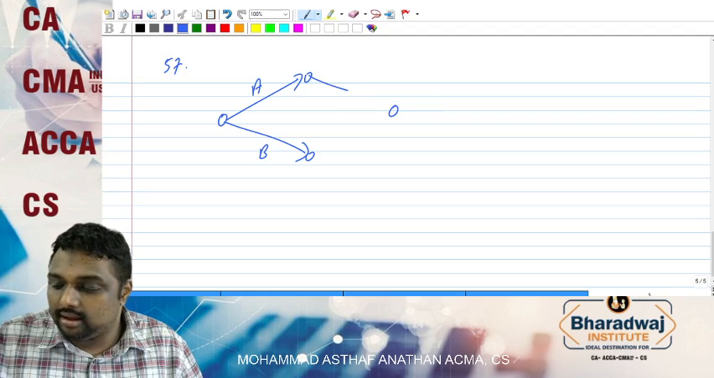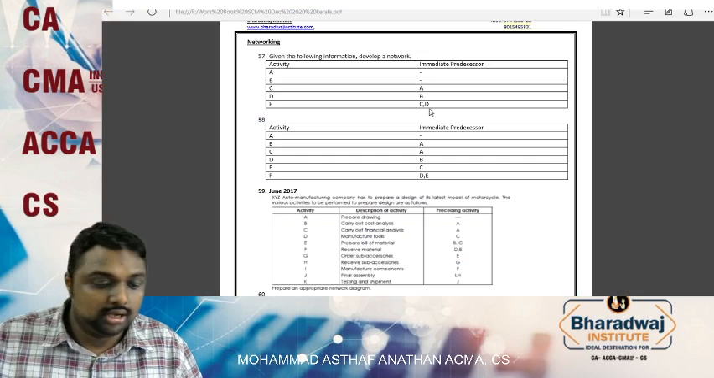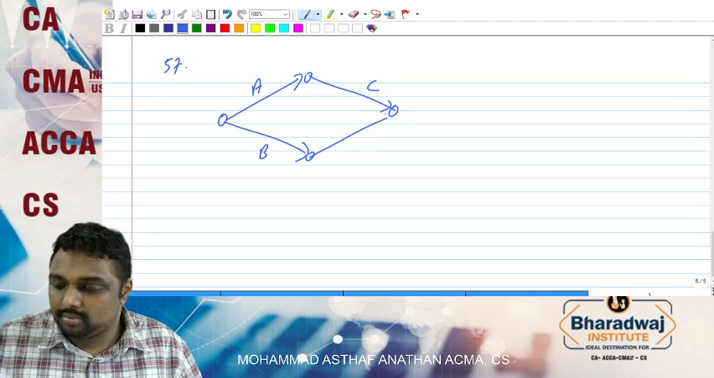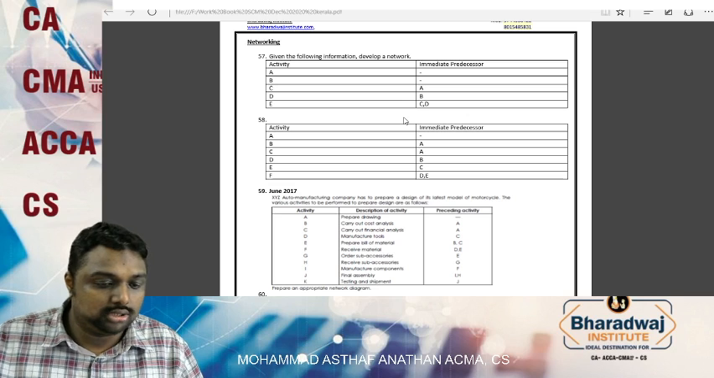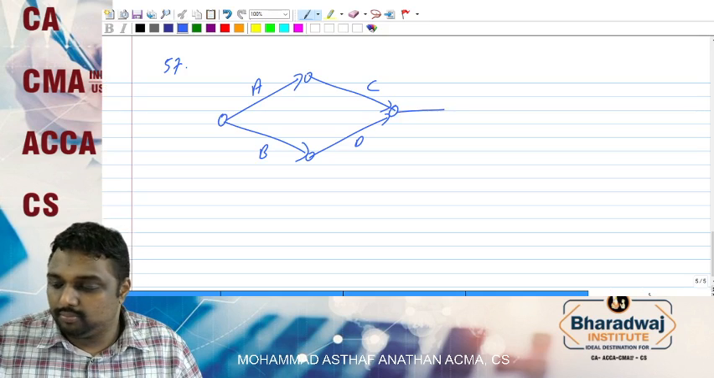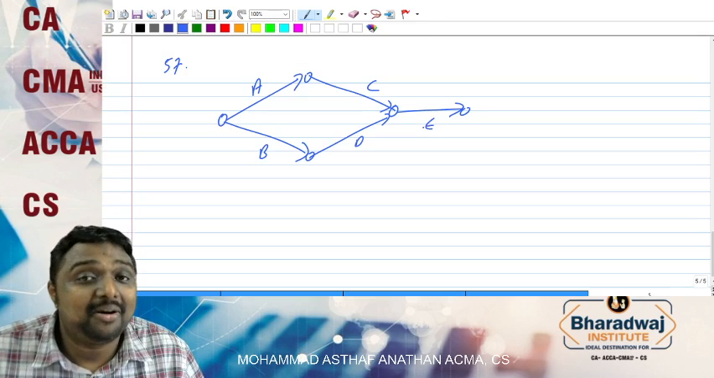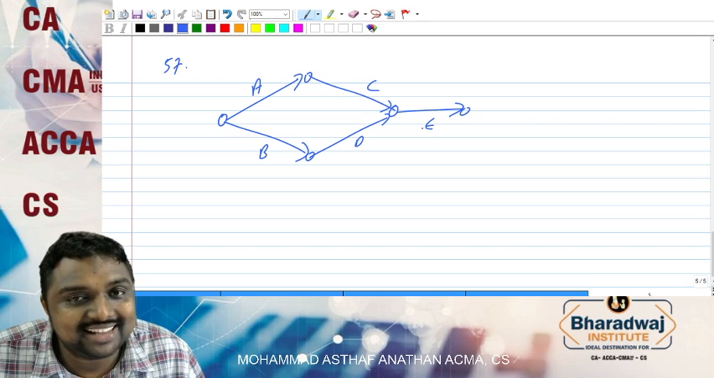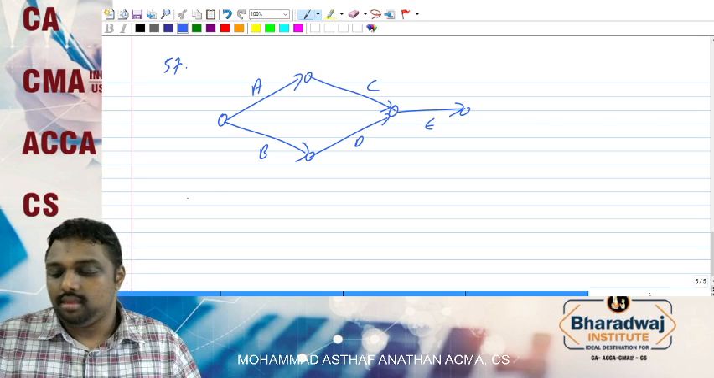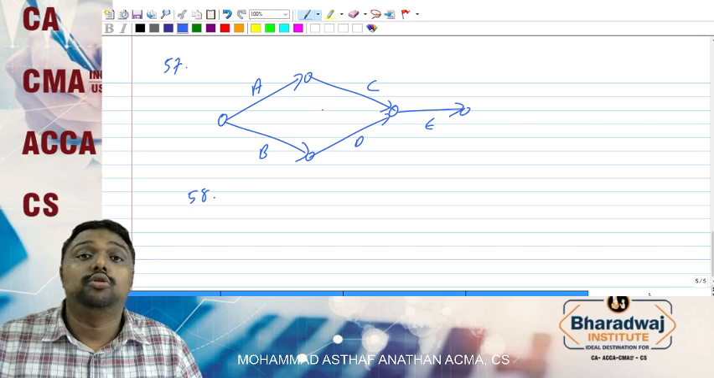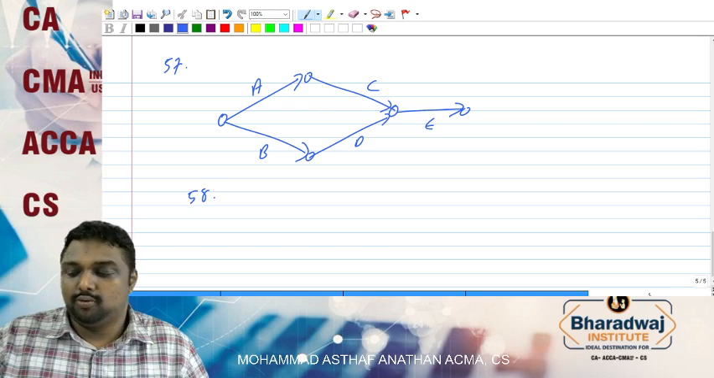From A, C goes. From B, D goes. Then both together will go for E. How interesting. This is the answer. Copy. Now we will move on to 58.